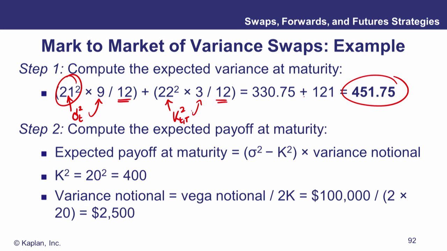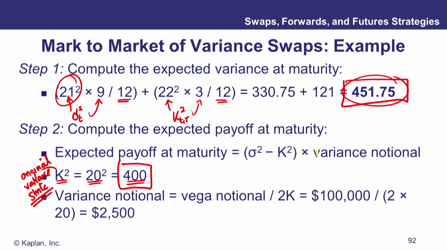That means you currently expect, with an original variance strike, do you remember the original strike K was 20, so K was in volatility terms, the original variance strike must be 20 squared, which is 400. That's great news for the variance buyer because 451.75 is bigger than 400, the original variance strike. Brilliant news.